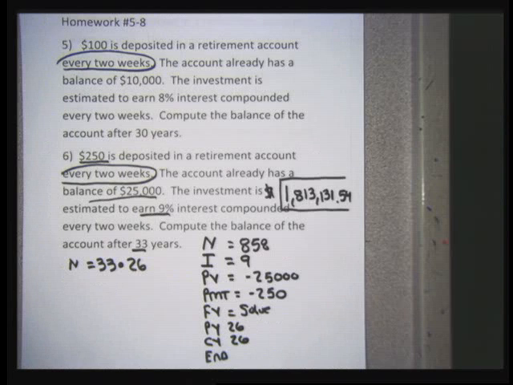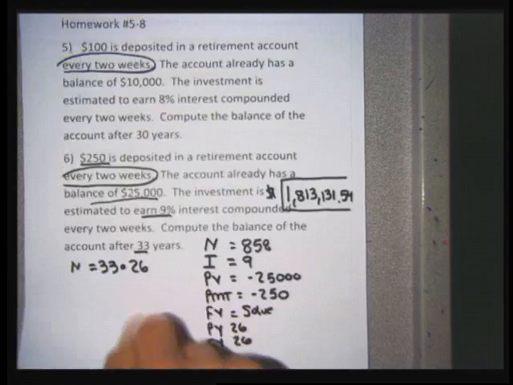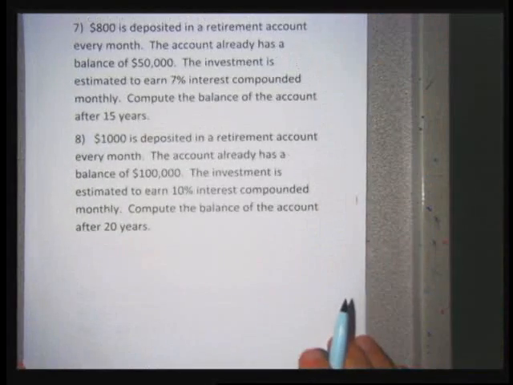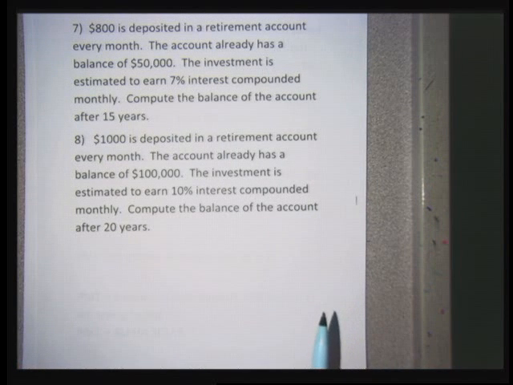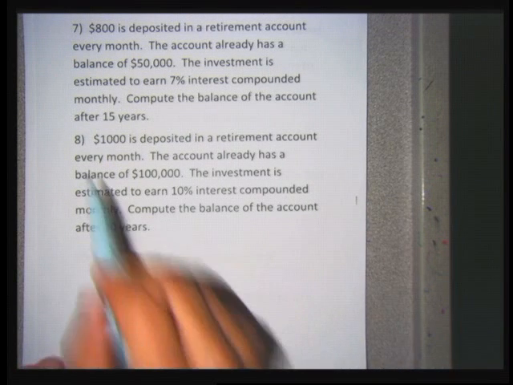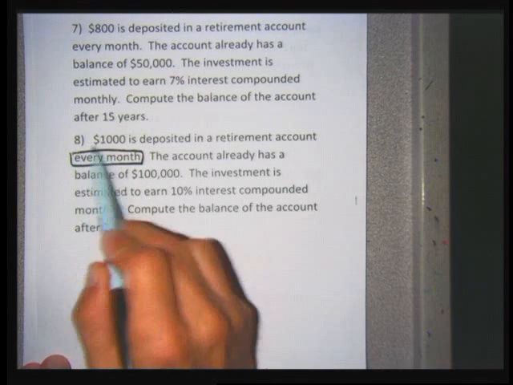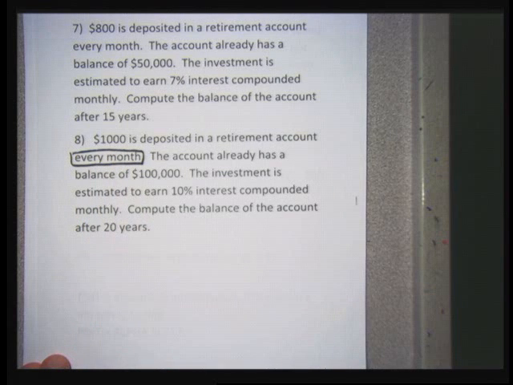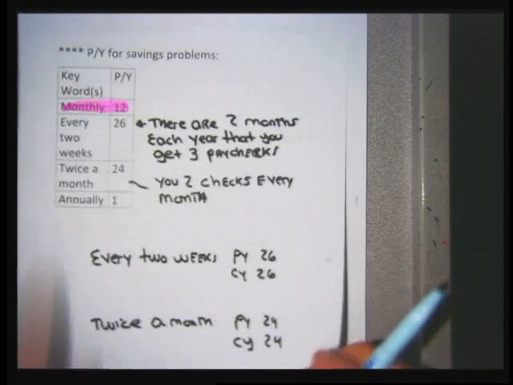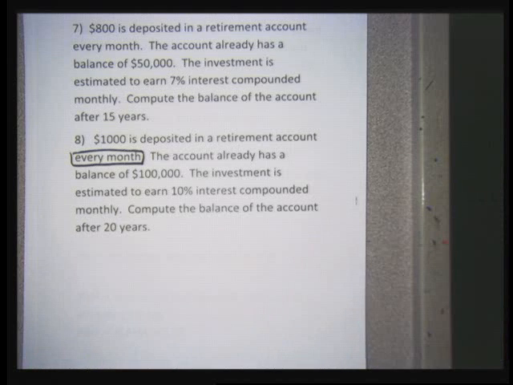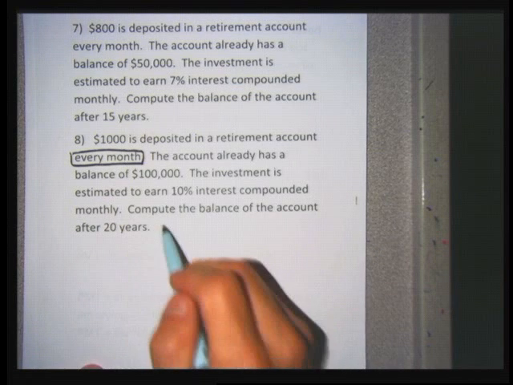So 5 should work the same way. And the next two problems, 7 and 8, should work the same way as well. So I'm going to go through problem 8, and immediately I want to bust out the PY and the CY, and the equal deposit. They're making $1,000 deposit every month, and when you're just getting once a month or monthly, the PY and the CY are 12. So in our problem 7 and 8, the PY and the CY are going to be 12. So I'm going to set it up here.